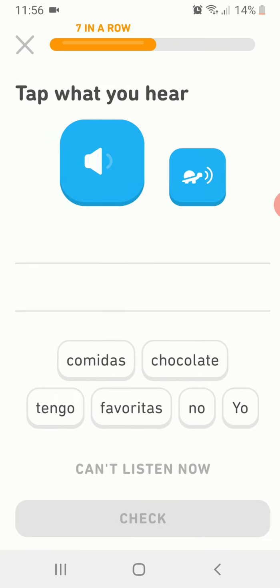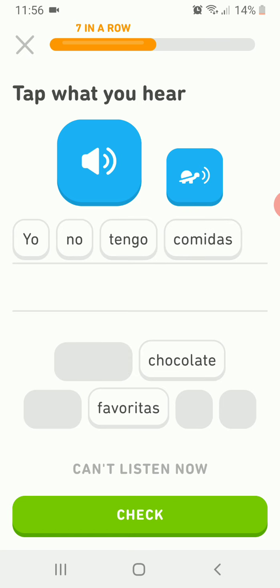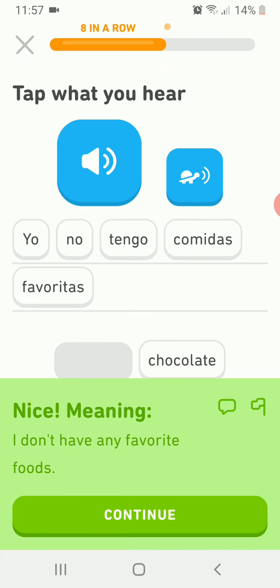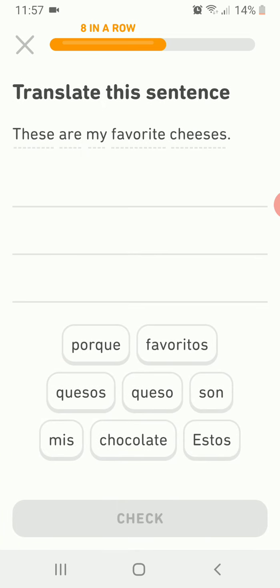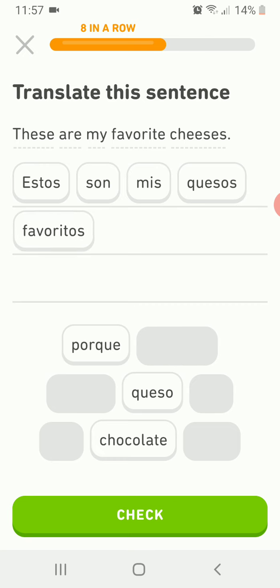Yo no tengo comidas favoritas. So I don't have favorite foods. Translate this sentence. These are my favorite cheese. These, once again, is plural. Cheese, queso. Estos son mis quesos favoritos.